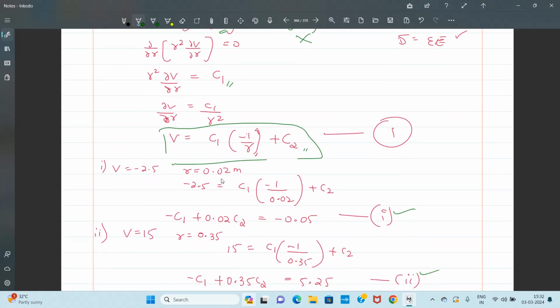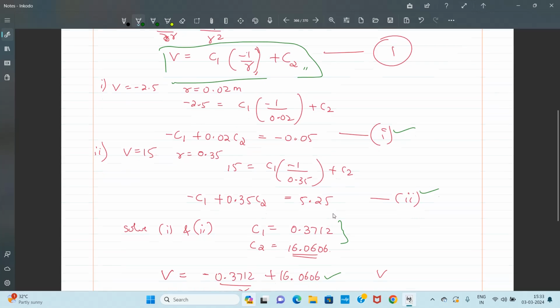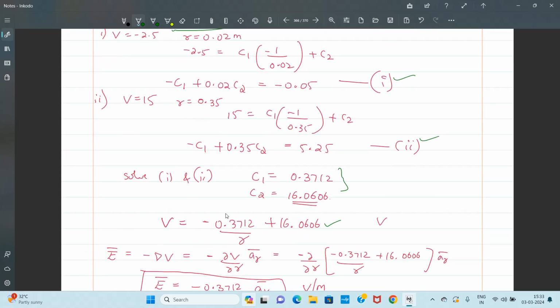Okay, so sometimes when you apply an initial condition, you may be able to get one of the constants directly, but in this case you're not able to get any one individual answer. You're going to get an equation format. So you just have to solve these two equations to get the C1 and C2 values. Once you get the C1 and C2 values, put them back in this main equation. Okay, so just see the steps how it is done individually, and then this is your final expression.